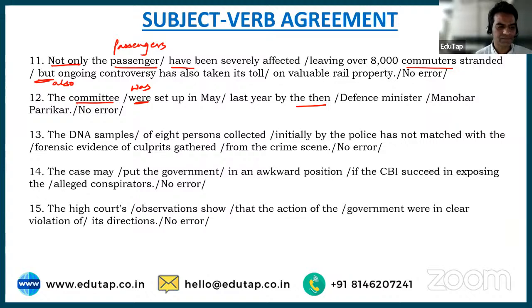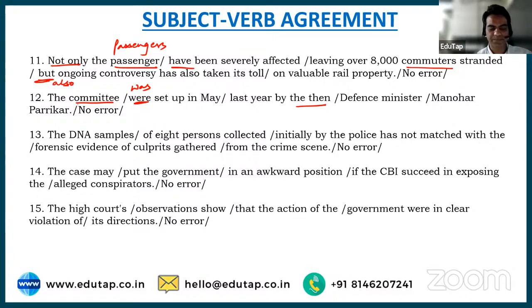Question number 13. The DNA samples of 8 persons collected initially by the police has not matched with the forensic evidence of culprits gathered from the crime scene. Yes guys, what is the error here? Have not. Very good, very good observance, guys.